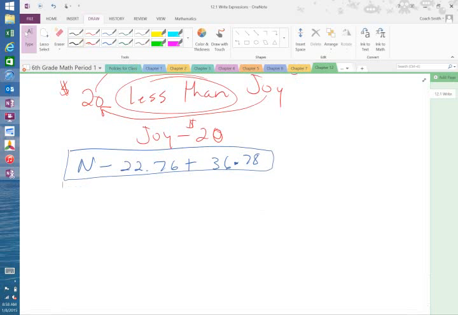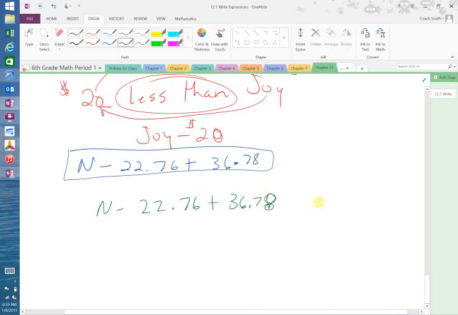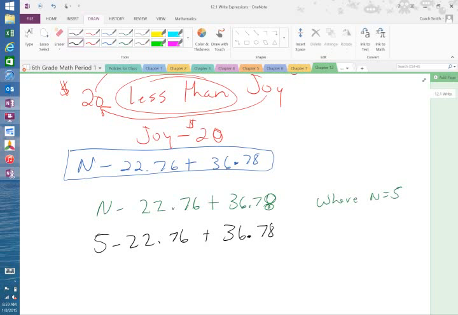Answer number 2, we take the same expression and the directions tell us that n is equal to 5. So I've got to plug in a 5. And this will mess some of you up because you forget to line up your decimals. So let's plug in the 5: 5 minus 22.76 plus 36.78. So I've got to subtract first. Is that right? Yeah, it is.